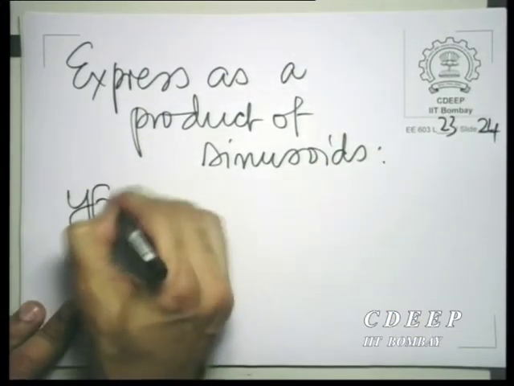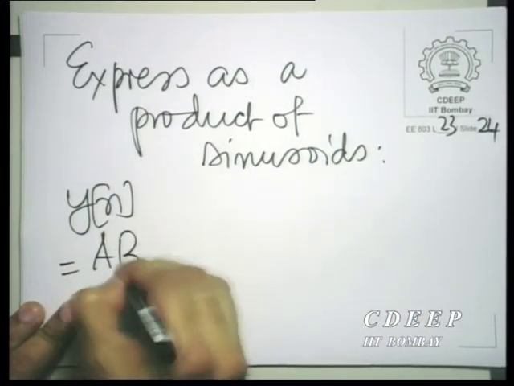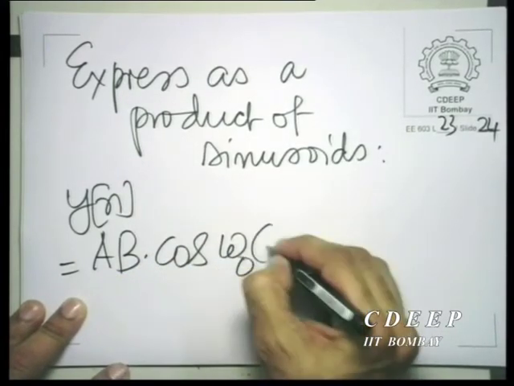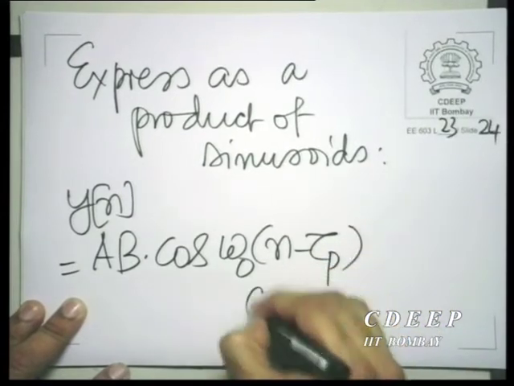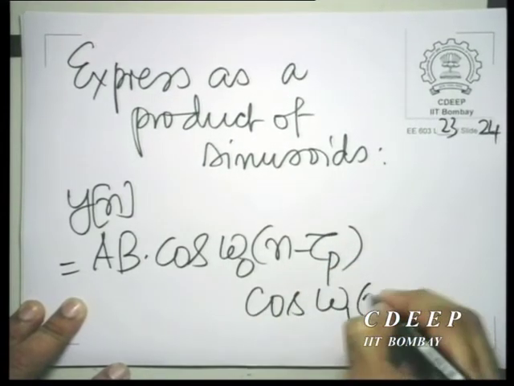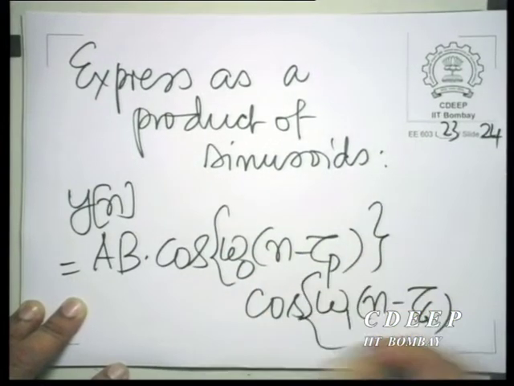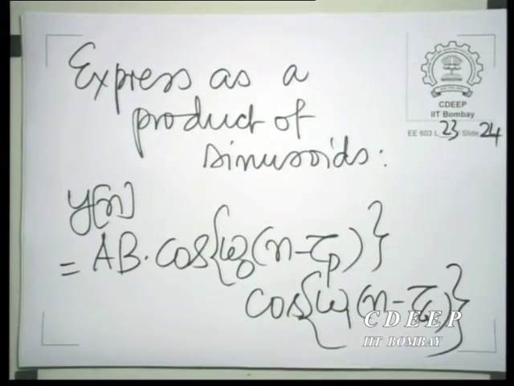And that would of course give you AB cos(omega naught into (n minus tau p)) times cos(omega 1 into (n minus tau g)). Now, we need to interpret this. It is very interesting. We had a product of two sinusoids initially of frequencies omega naught and omega 1.